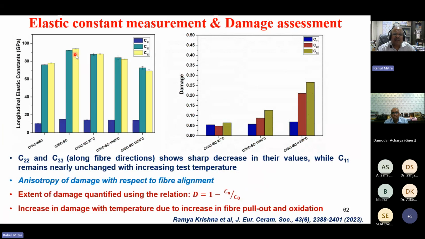So we see that with increasing temperature of cycling, there is a reduction of elastic modulus along the directions of C22 and C33. These values decrease. These are directions of fiber. So that means there is more damage because fiber pullout happens. On the other hand, in the direction perpendicular to the fibers, where only the SiC seal coating and SiC matrix are there, there is not much change in the elastic modulus. So that shows that the damage is also anisotropic. It is more in the direction of carbon fibers because of the fiber pullout and oxidation of the fibers.